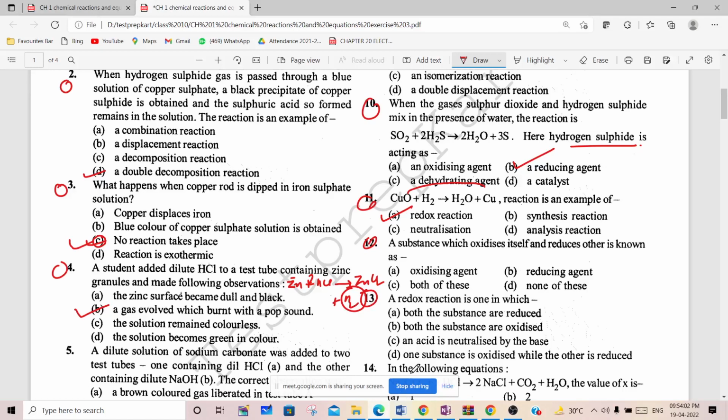Twelfth question. Sir, reducing agent. Yes, it is. 13th question. Sir, in 13th, D. One substance is oxidized while the other is reduced. Good. Everybody clear? Yes, sir.